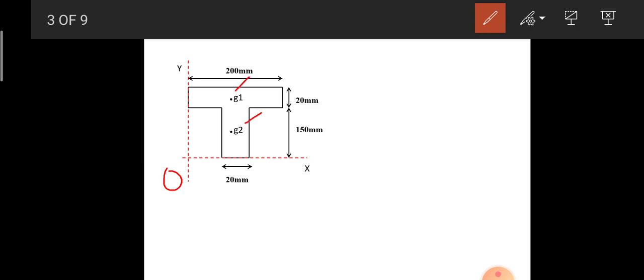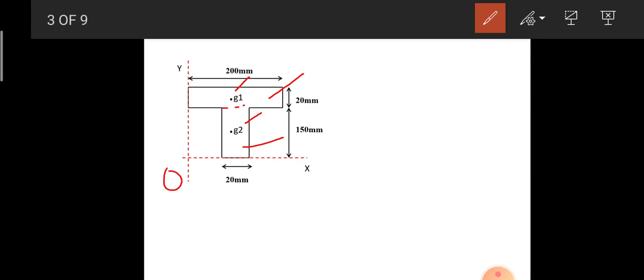So here I have also mentioned G1 and G2. Here you can just notice that the overall T-shaped structure can be divided into two rectangles. One is in the flange area, that is 200 by 20, the first rectangle. This is the second rectangle, which is in the web portion, that is 20 into 150. Now G1 and G2 represent the centroid of the individual rectangles. I repeat, G1 and G2 represent the centroid of the individual rectangles.